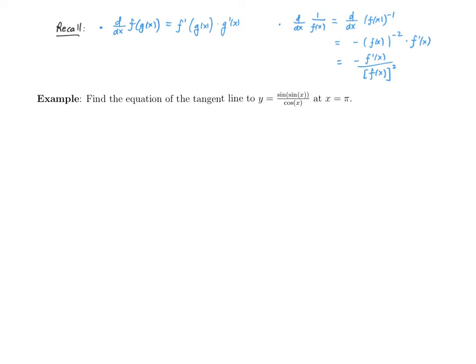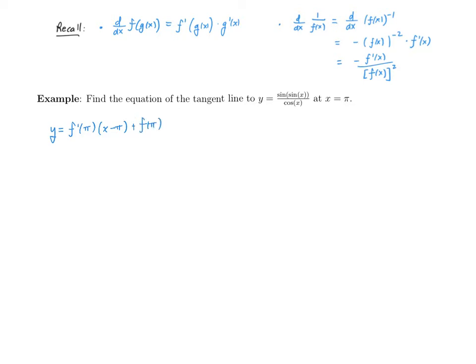So on to our first example. Let's find the equation of the tangent line to the curve given by the function sine of sine x over cosine x at x equals pi. Recall, as usual, if we want to find the equation of this tangent line at pi, it's going to be f prime of pi times x minus pi, plus f of pi.